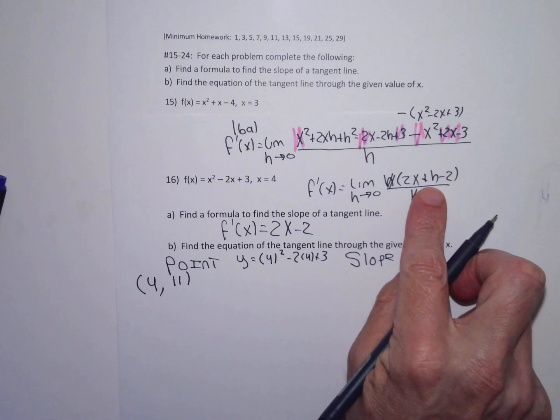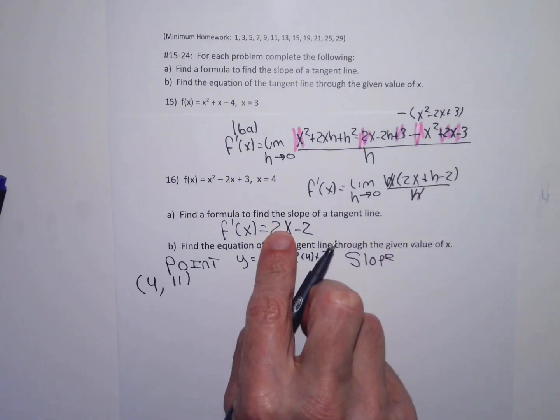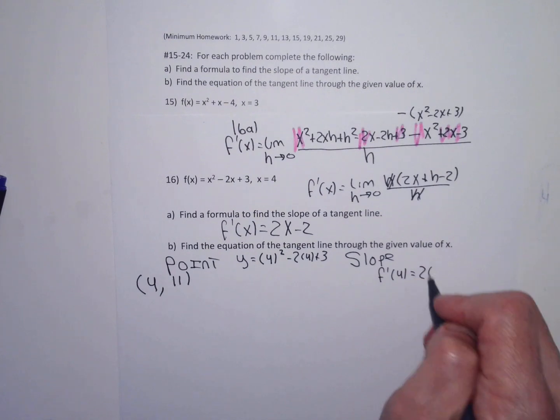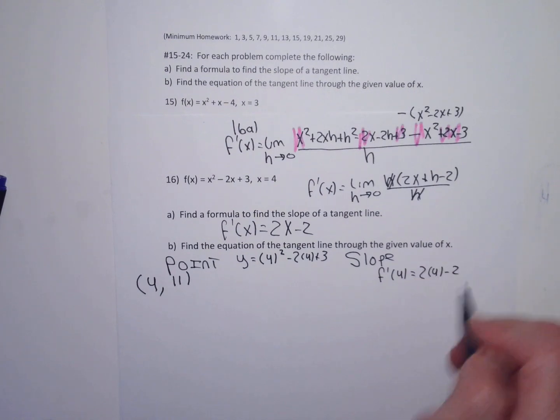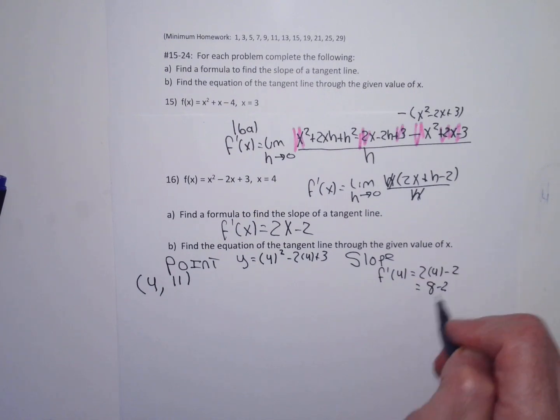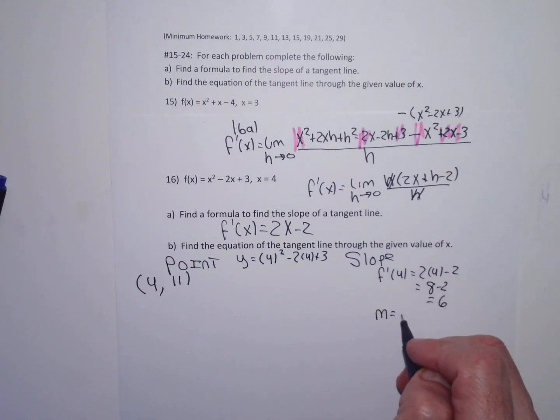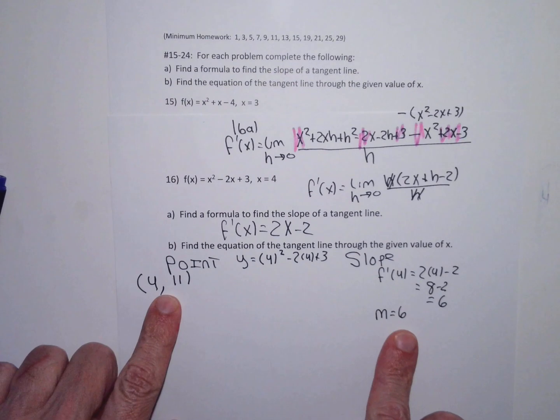And now my slope, I'm going to plug 4 in for x. I'm going to get f prime of 4 equals 2 times 4 minus 2. That's going to be 8 minus 2. That seems like a new number to me. That is 6. So plugging numbers into the derivative gives me slopes. Plugging x's into the original function gives me y's. So I have a slope and a point.